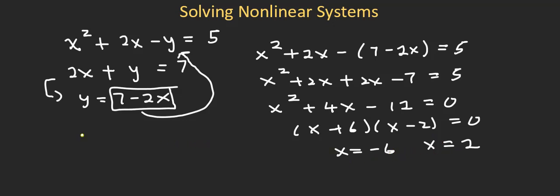How do you find the y solution? Well, just plug it over here. When x equals negative 6, y is going to be 19. What about when x equals 2? When x equals 2, y is going to be 3. So these two graphs will intersect at (negative 6, 19) and (2, 3).